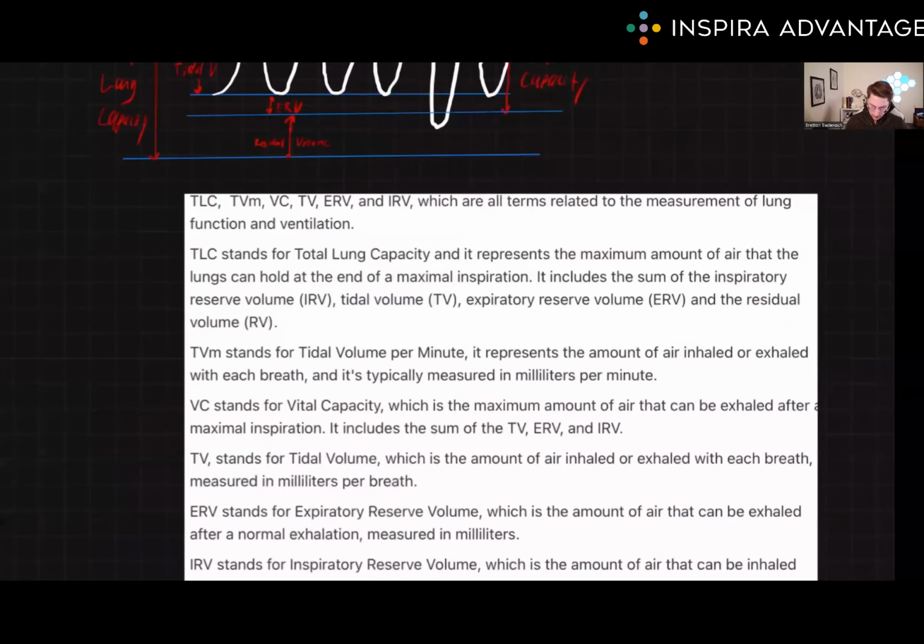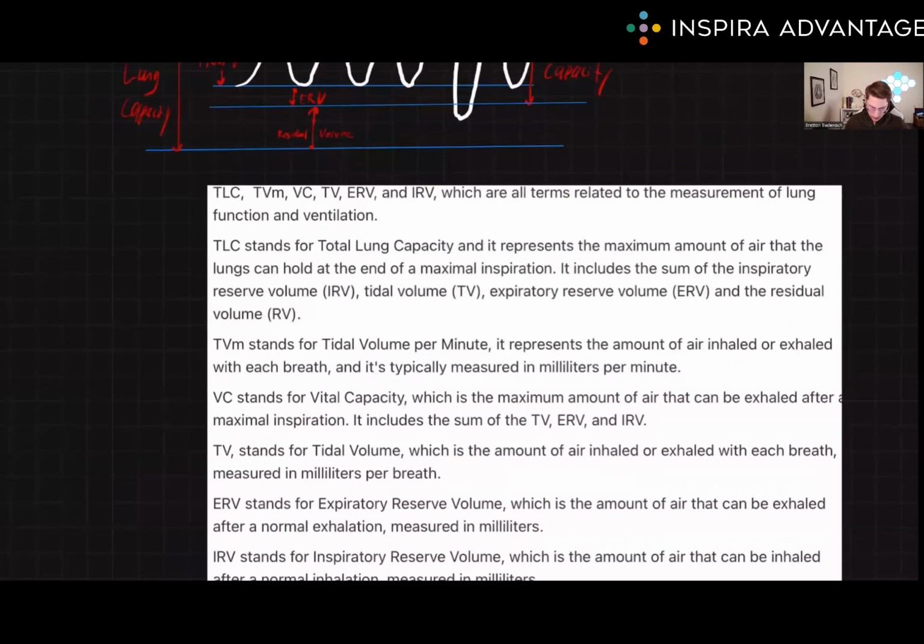And here is a list of all of the definitions of these if you want to see a textual form.